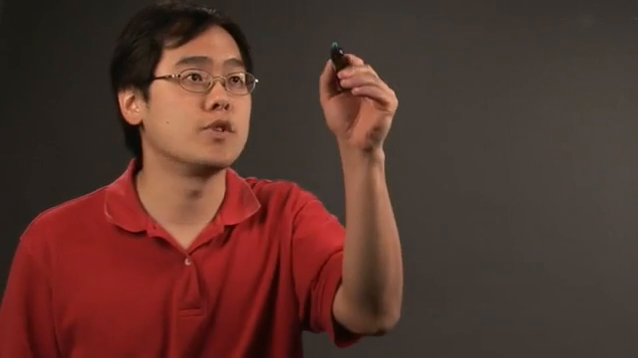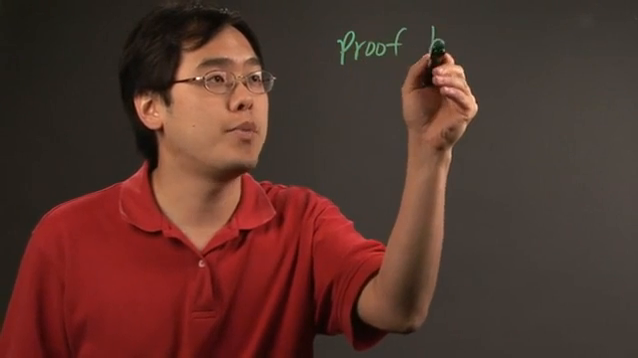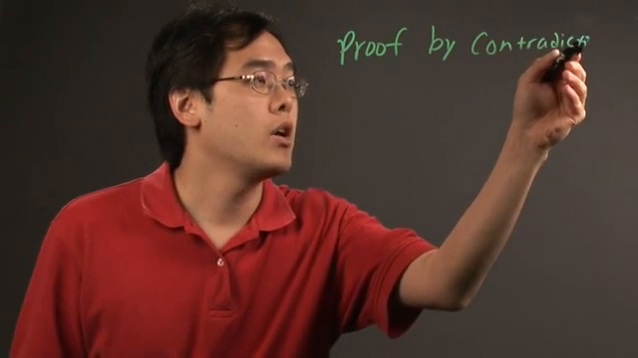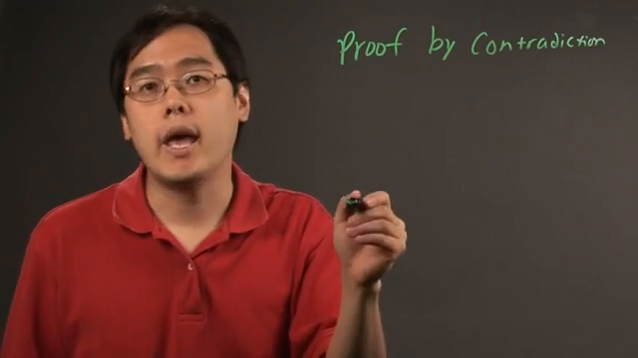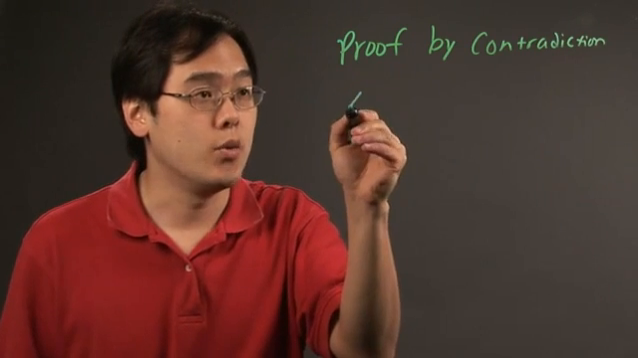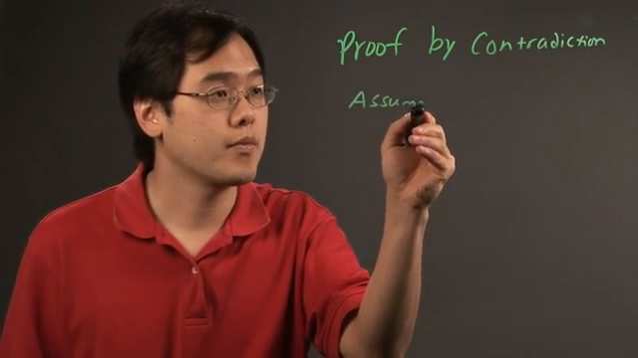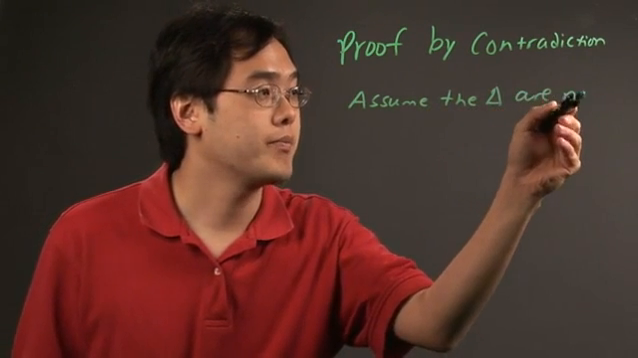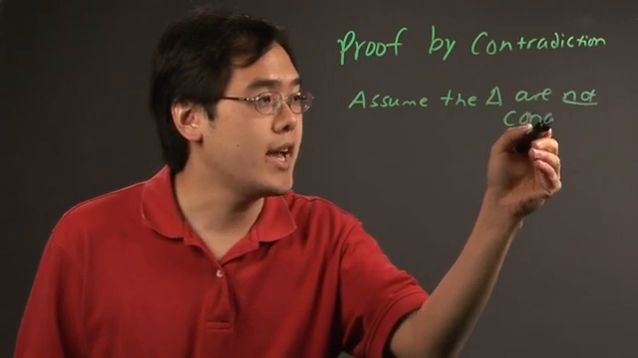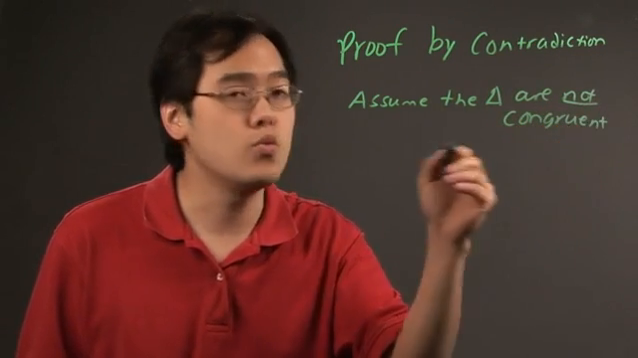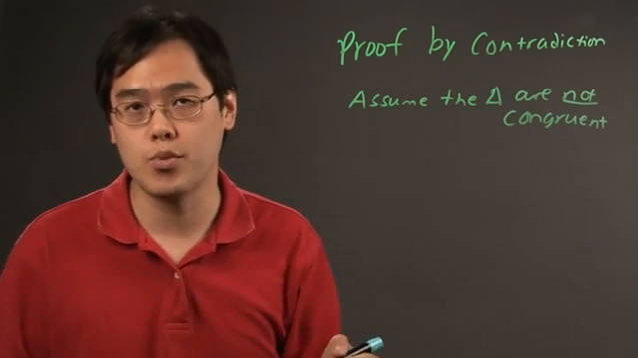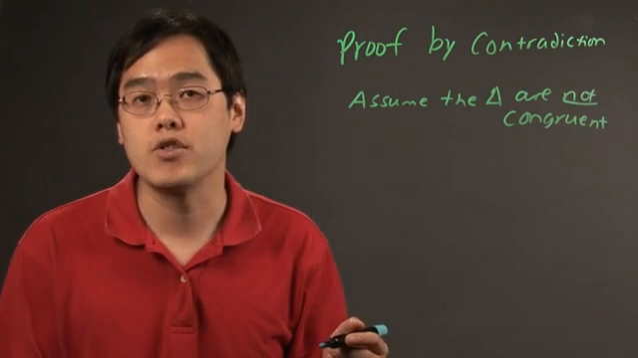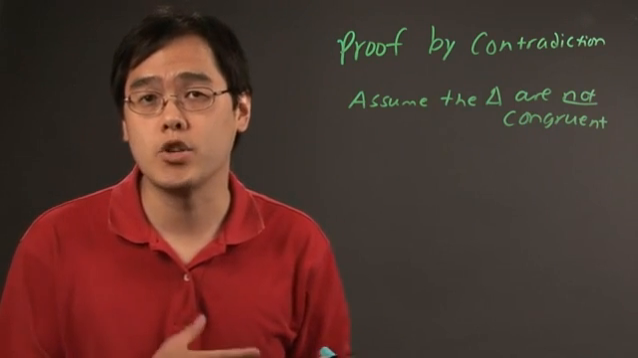When it comes to indirect proofs, we're talking about the method proof by contradiction. Proof by contradiction often assumes the opposite. So to prove this, you want to assume that the triangles are not congruent. Now, when you assume the opposite, you work your way through the proof, and you're going to come across something within the proof that contradicts a true statement, which doesn't make any sense.